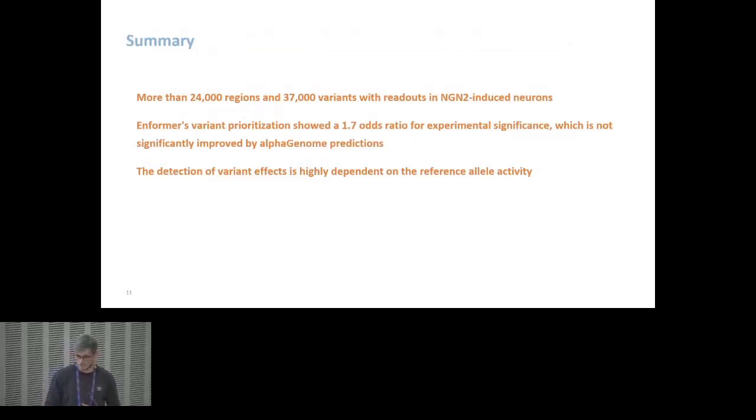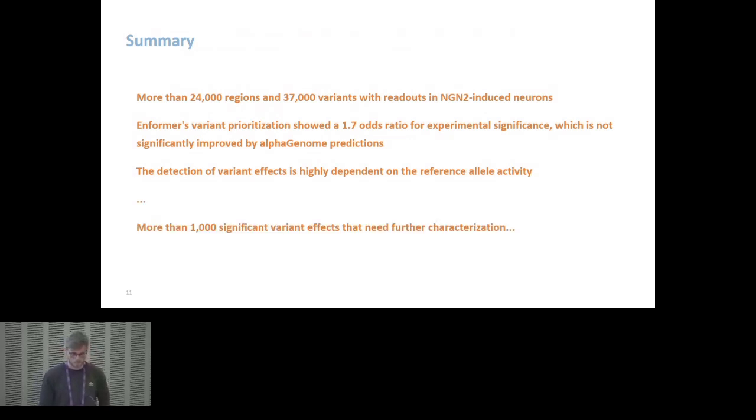And with that, I would like to summarize the main take-home messages. We tested, or we had readouts for more than 24,000 regions and 37,000 variants in these NGN2-induced neurons. And Former's variant prioritization showed a 1.7 enrichment compared to the significant group. And the detection of variant effects is highly dependent on the reference we look into in this kind of methods.